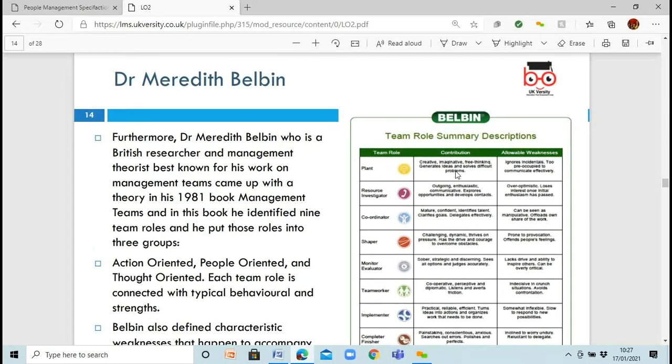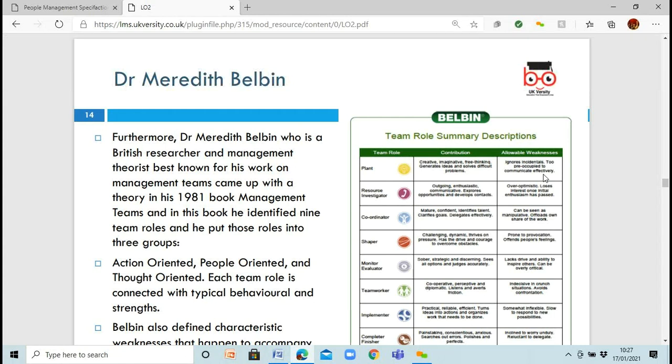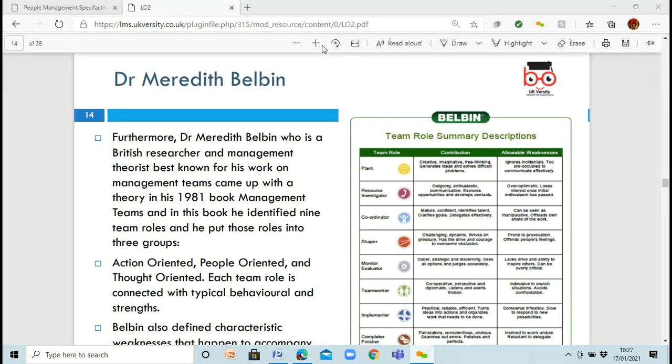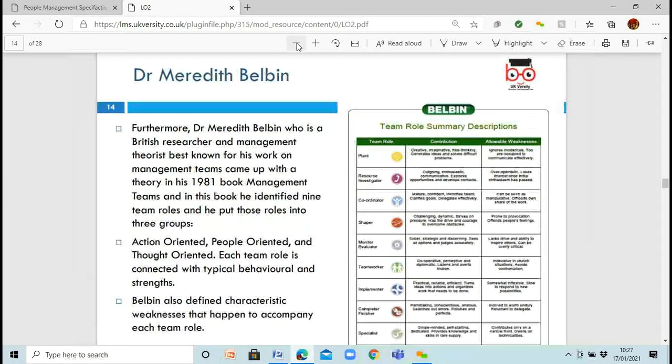A plant is creative, imaginative, free thinking, but the weakness that they have is they can ignore incidentals, and they're too occupied with what they're doing to communicate effectively. Now, a shaper, the contribution that they have is they're challenging, dynamic, and thrive on pressure. But they're prone to provocation, and they often offend people's feelings. So this just tells you the plus points and the negative points within each of these roles.